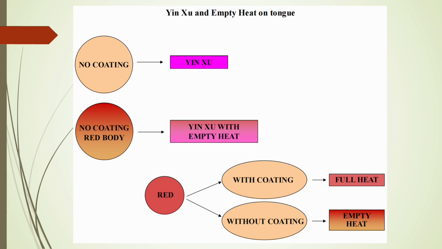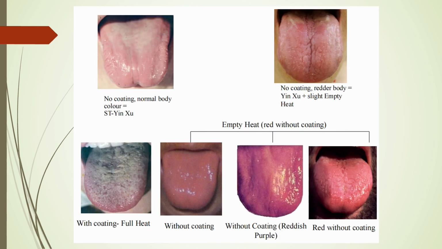Now, a red tongue with coating is full heat. Red tongue without coating is empty heat. Yin deficiency and empty heat are not formed in a short space of time. It takes years for them to develop. The tongue shows clearly not only the present condition, but also the stage it is at. Therefore, it also shows where it is developing from and what it may lead to.